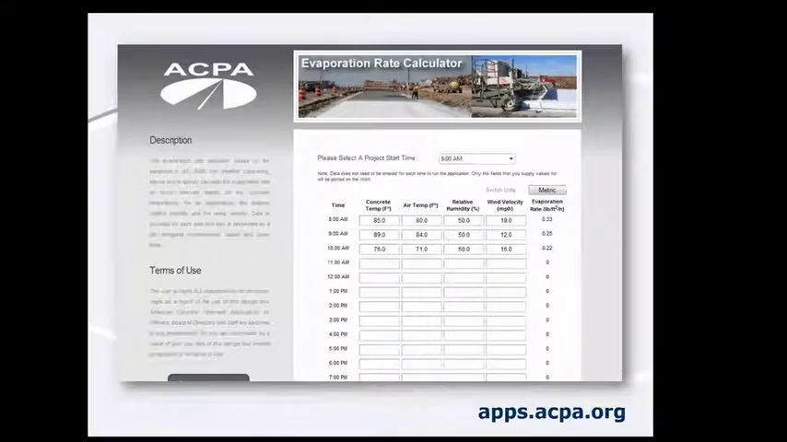So there are a few different tools that can really help you define when that sawing window is and when we should be getting on there. One of them is the evaporation rate calculator. This is another free app on our app library. Basically, it takes your environmental factors combined with some of your concrete factors, and it defines how much moisture you're losing from your concrete over the course of time.